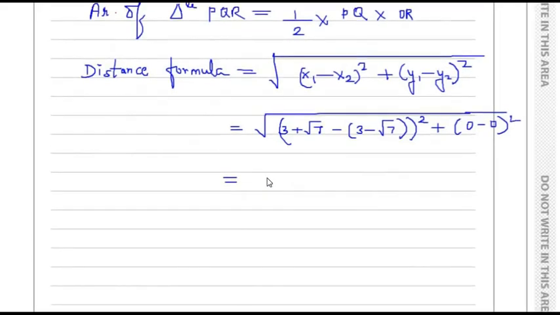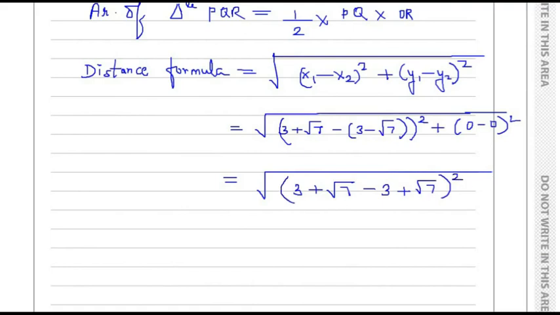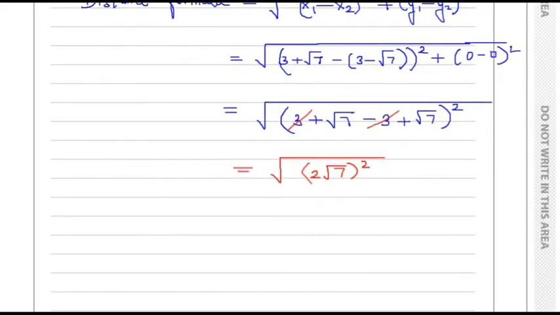Let us solve this further. This is the square root of 3 plus root 7. Let me open up the brackets: it becomes minus 3, and minus of minus is plus root 7, the whole squared. You can see that plus 3 and minus 3 get cancelled, and we are left with the square root of root 7 plus root 7, which is 2 root 7, the whole squared. Now the square root gets cancelled with the square, and we are left with 2 root 7. So this is the distance between P and Q.